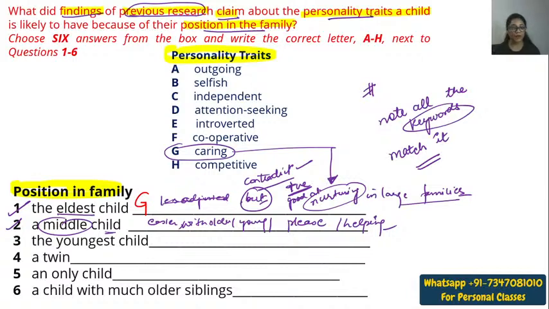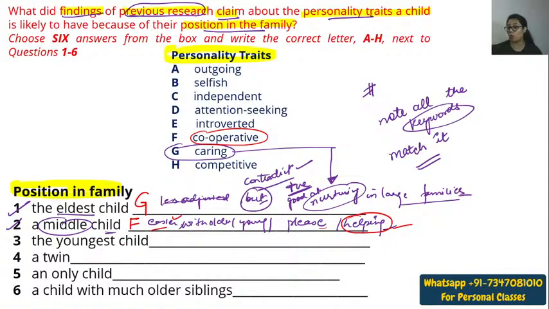Okay, so the first one is G. Now let's move to the second one. I have written the keywords as well. Easier, they are easier with older, younger people, their child, whoever is older or younger in their family, they are easier with them. Easier, pleasing, helping. So here the keyword is helping. Helping means they are cooperative, right? Helping someone means you are cooperative. So yes, the middle child is cooperative. So the right answer is F for this.